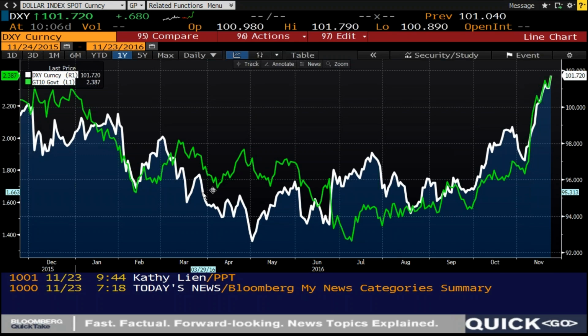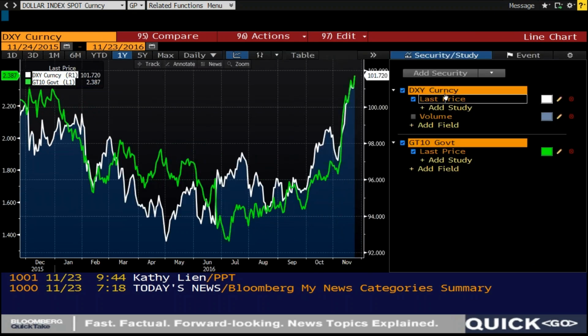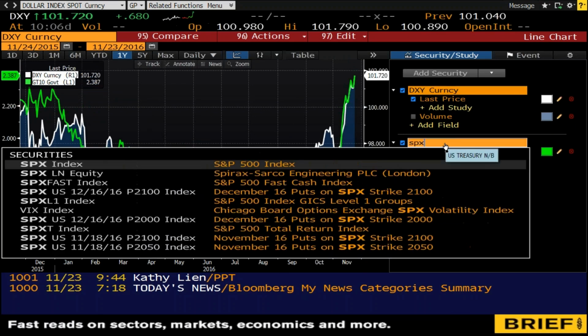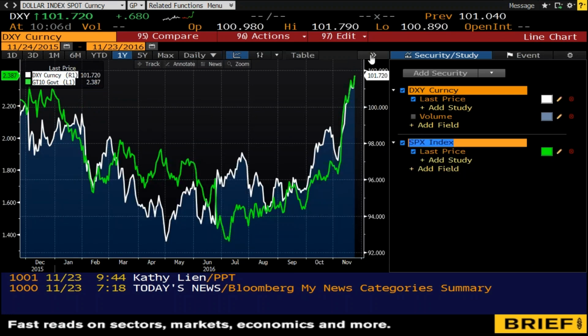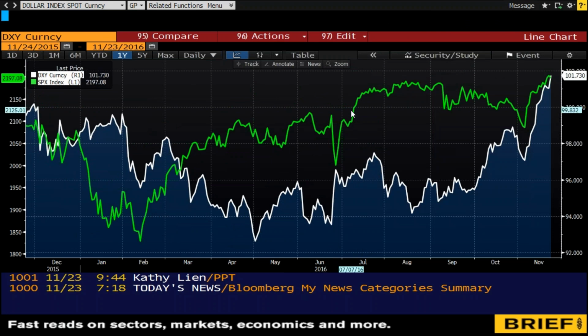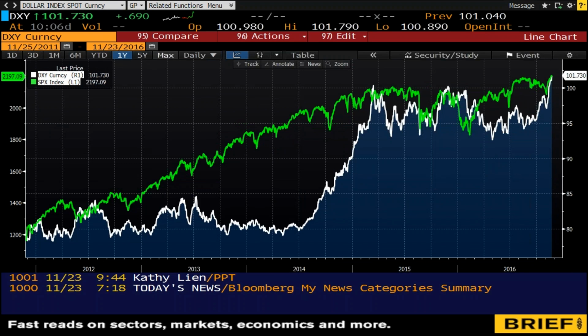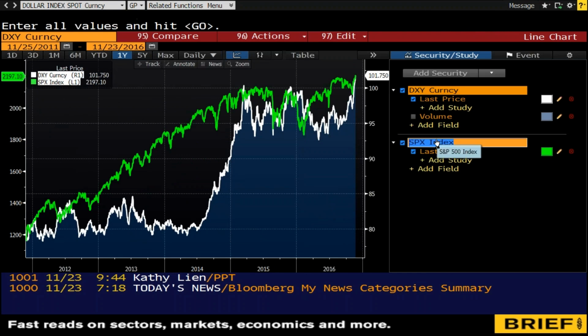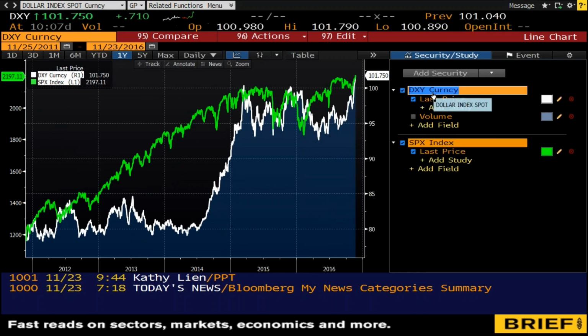The next one to look at is stocks, because the dollar is also very sensitive to risk appetite. More so dollar yen than the dollar index itself, though. But if I pop on the S&P, you can also see that generally speaking, there's a nice positive correlation, which means that when stocks rise, it does well for the dollar, and generally speaking, much more so for dollar yen. Let me pop on dollar yen here.